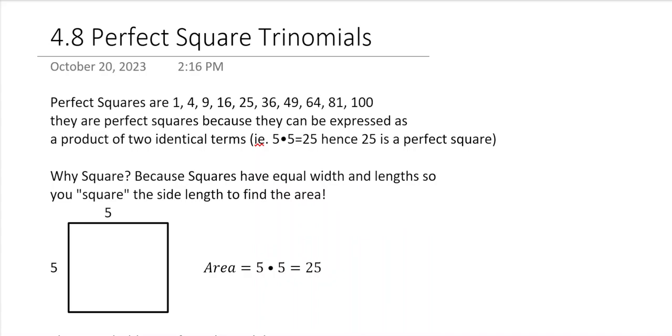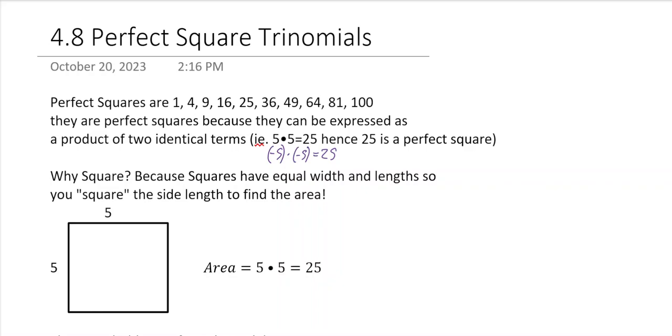What makes them a perfect square? Well, it's because they can be expressed as a product of two identical terms. So for example, 25 is a perfect square because 5 times 5 is 25. So therefore, 25 is a perfect square. I do want to also point out before we continue that negative 5 times negative 5 also equals 25. So just keep that in mind as we continue.